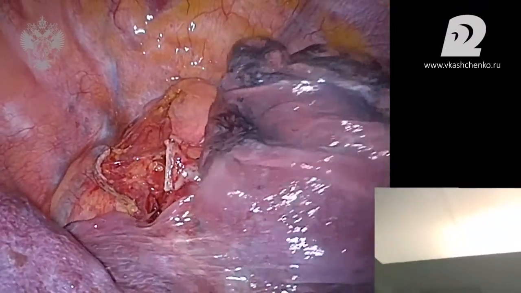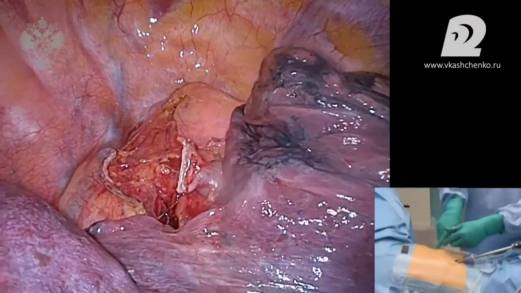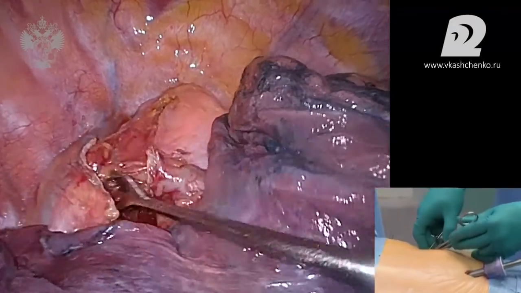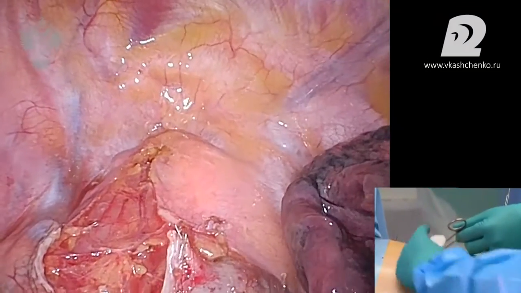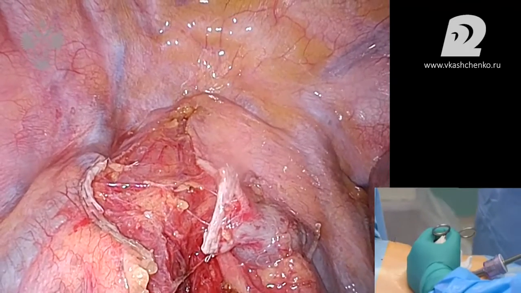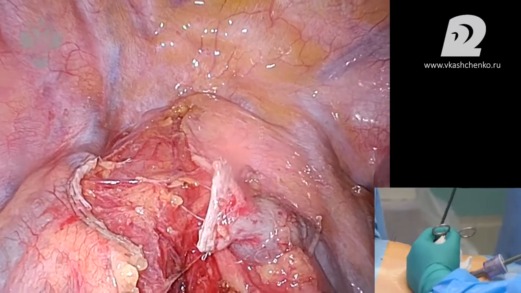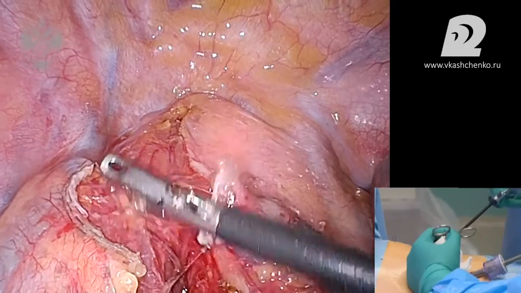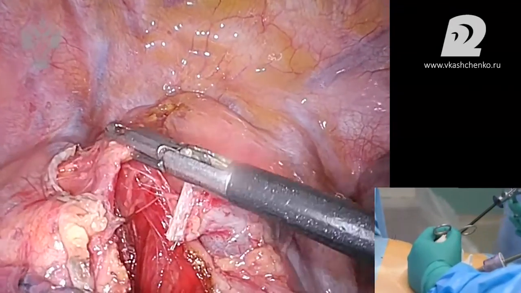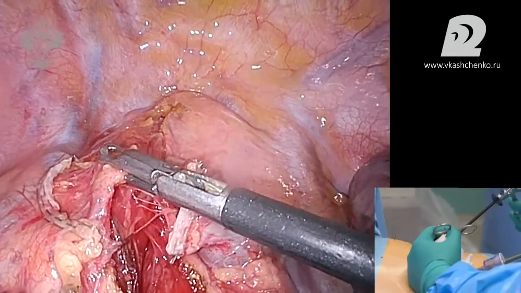Now, the external camera. Can you show us the external camera, what we are doing externally? That's good. We are moving upwards. Take care of the lung, please. Can you see the cameras? Yes, we can see both cameras. We can see how you proceed working through two ports. Harmonic, please.